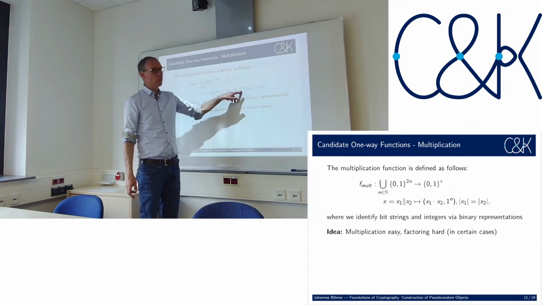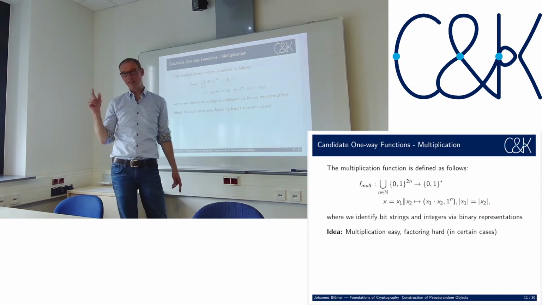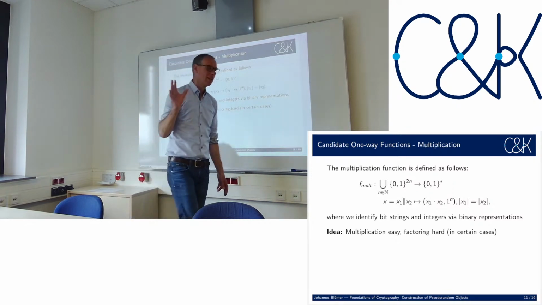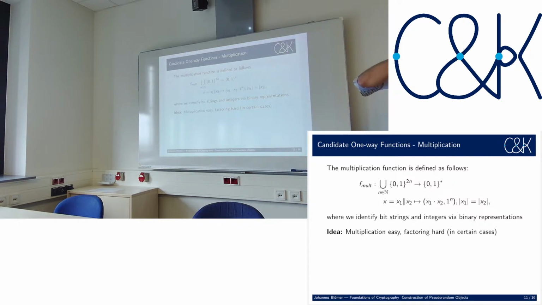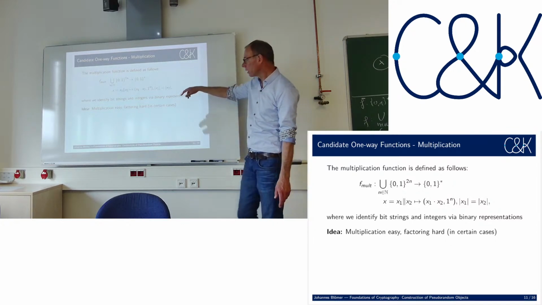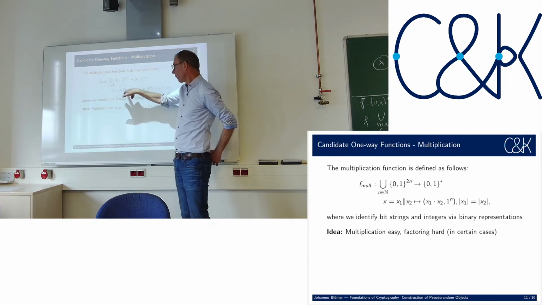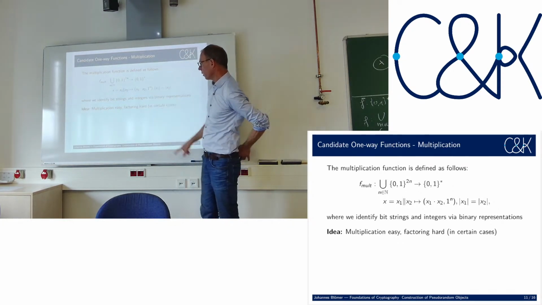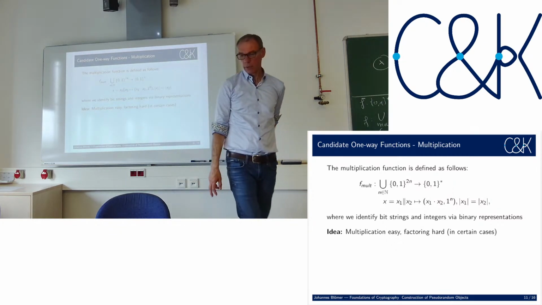And I add 1 to the n. I explained why I add this 1 to the n. It's just a simplification. It's there to exclude, in the inverting game, too many easy cases. Okay, so the output is the product of the two components and this 1 to the n. And here the two components should be of the same length. That's why we restricted to 2n.